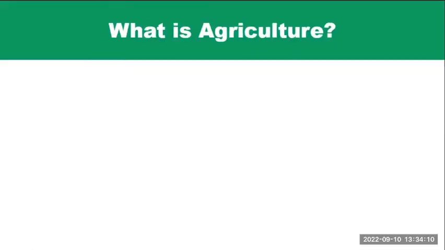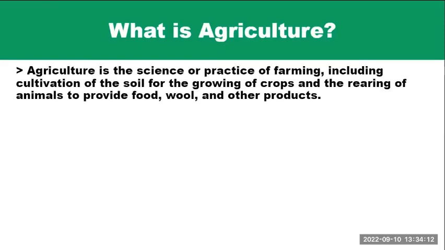Now, what is agriculture? Agriculture is the science or practice of farming, including cultivation of the soil for the growing of crops and the rearing of animals to provide food, wool, and other products, okay? That is agriculture.